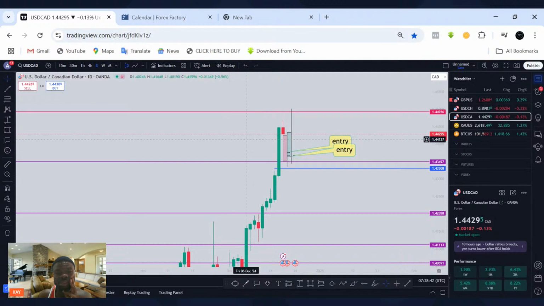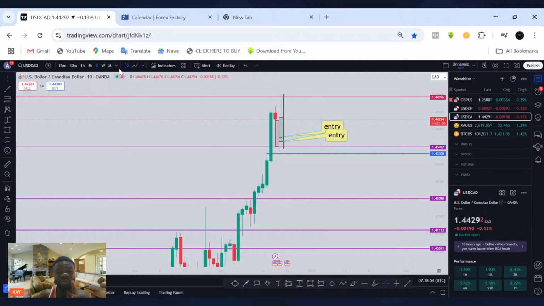Okay, so this is what I'm saying. If you watch this candle, the previous candle is a bearish candle, and the trend too is an uptrend. But this current candle is trying to give us some bearish candle. But this is just a pullback.